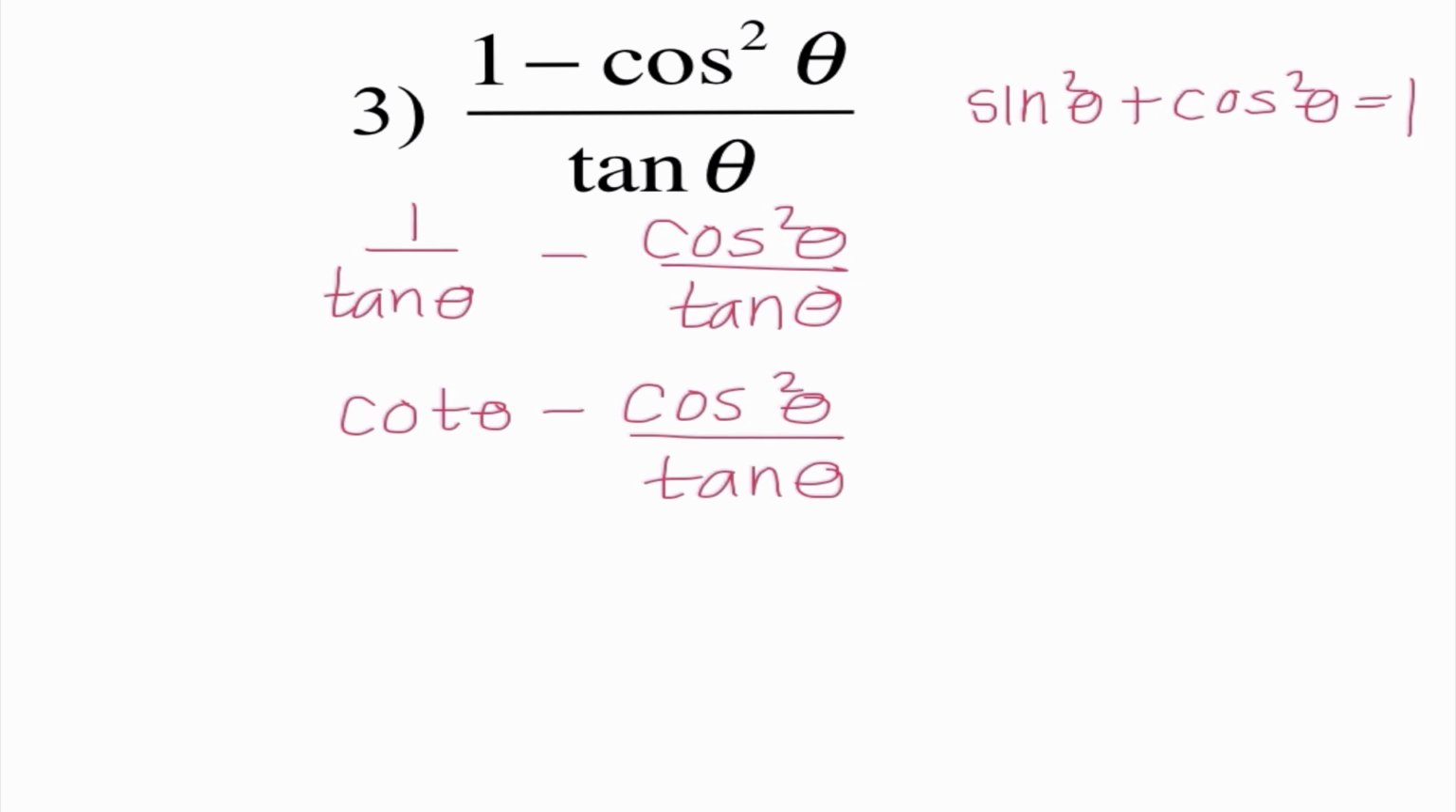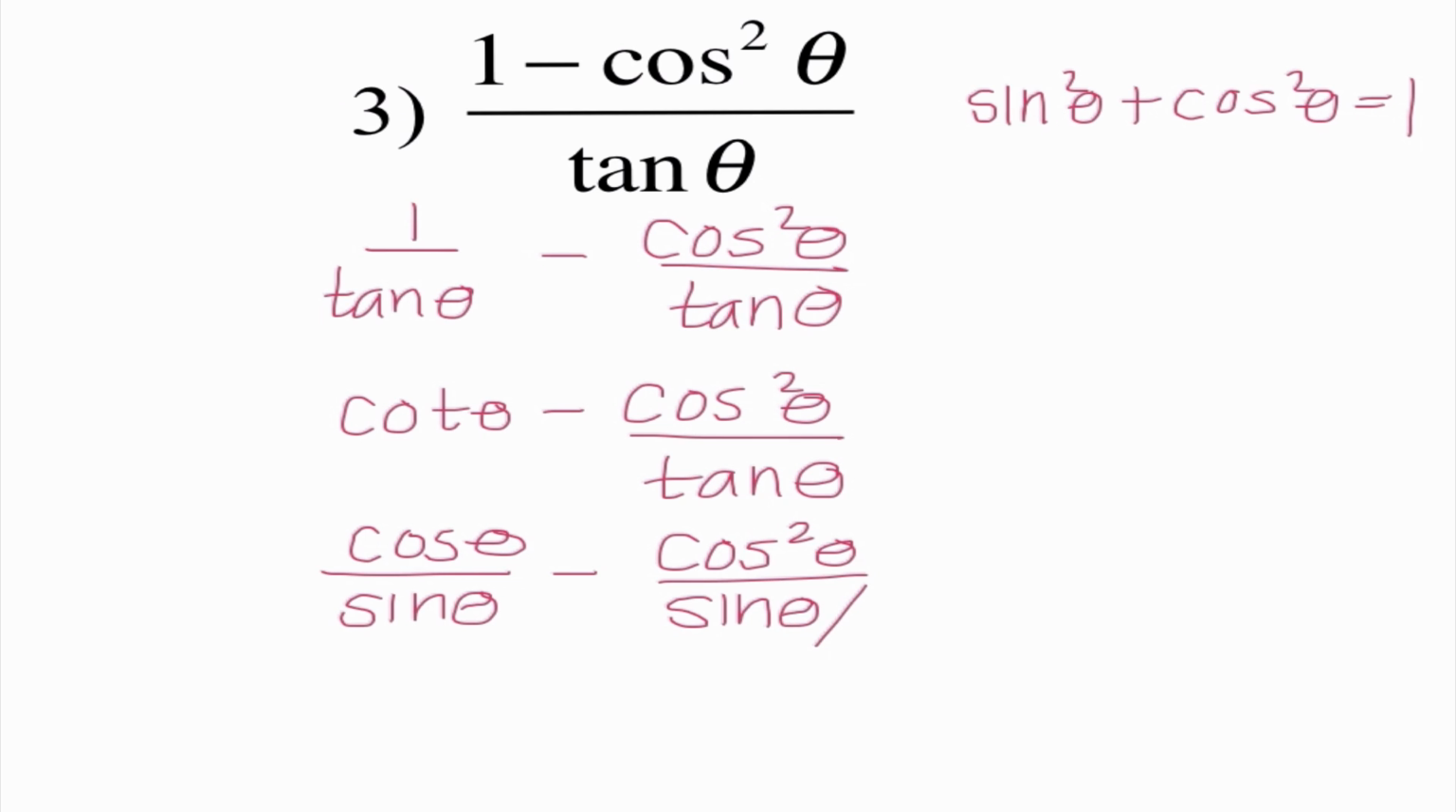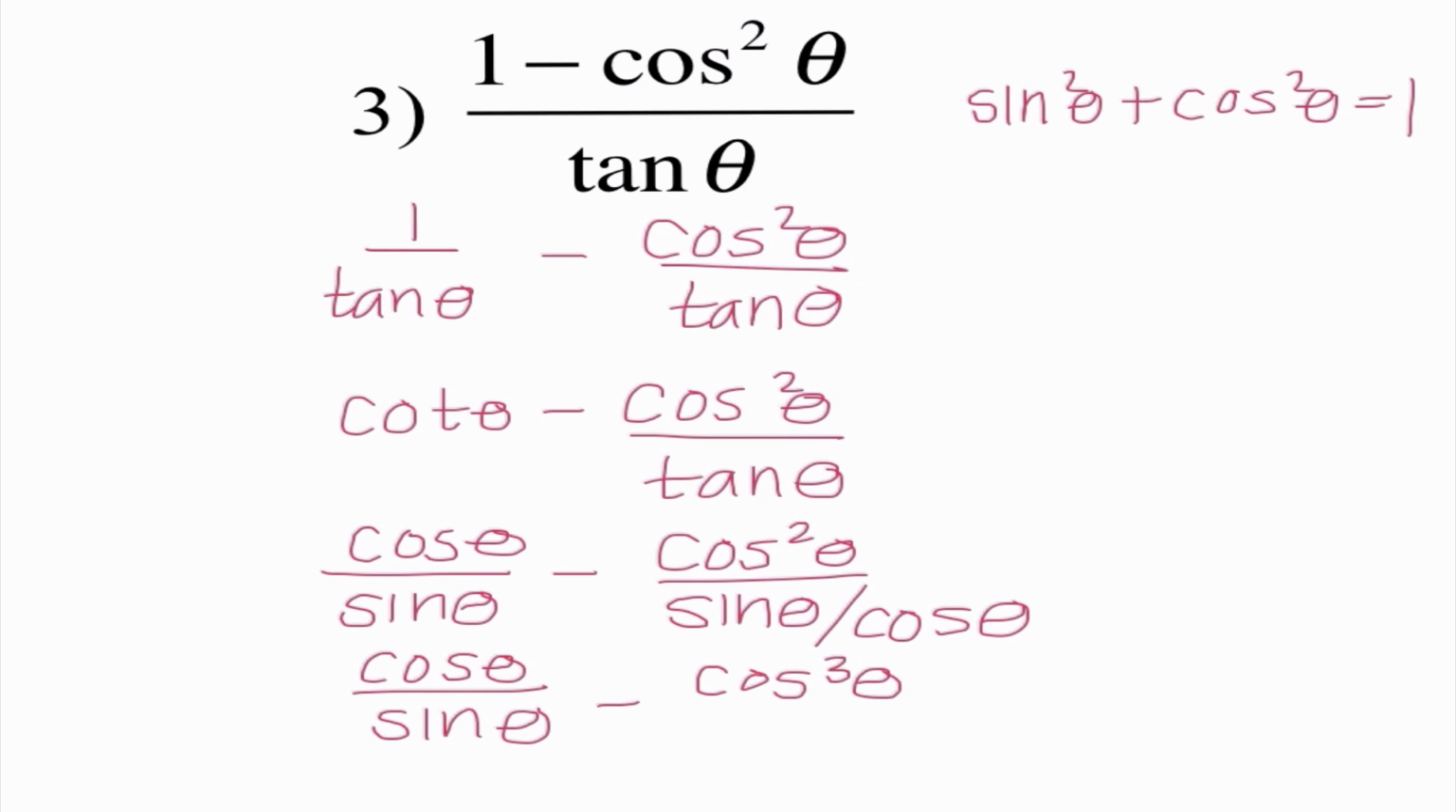Now, I might be kind of stuck here, so I'm going to try to turn everything in terms of sine and cosine. I know cotangent is cosine over sine. The second term would be cosine squared divided by sine over cosine. So I have cosine over sine minus, and when I divide, I'm multiplying by the reciprocal, so I get cosine cubed over sine.